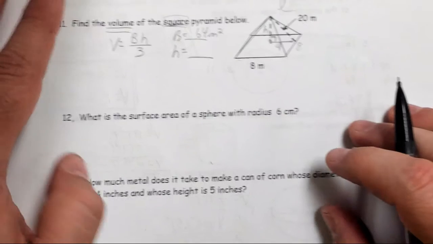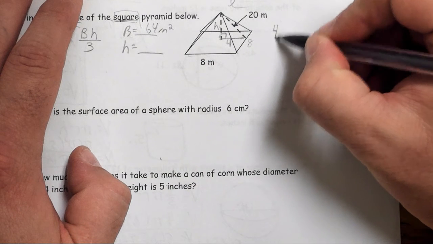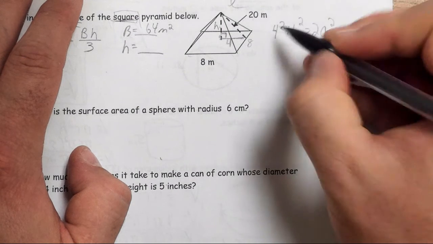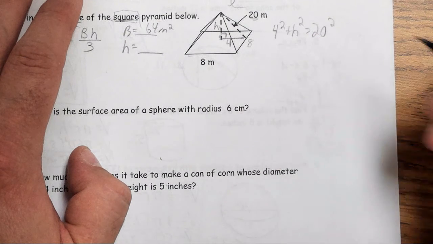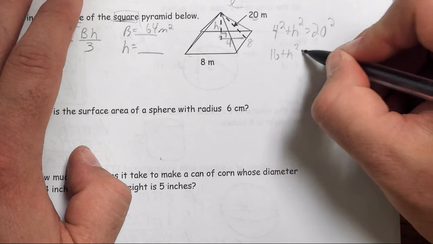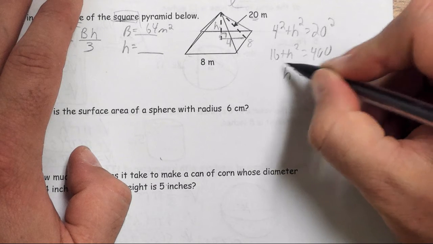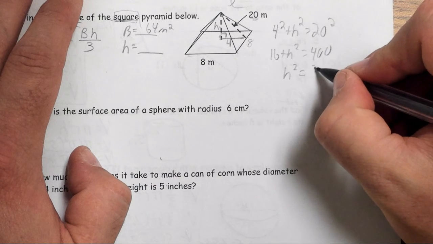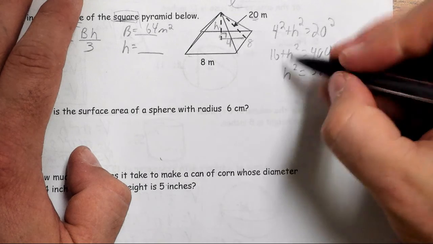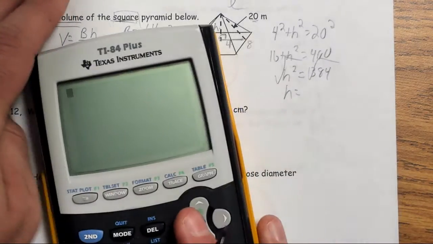So I'm going to jump over to the side and do 4 squared plus h squared equals 20 squared. 20 goes on the side by itself because it is the hypotenuse. 16 plus h squared is equal to 400. So h squared, subtract 16 on both sides, is going to give me 384. Take the square root on both sides. Jump to the calculator to get a number.